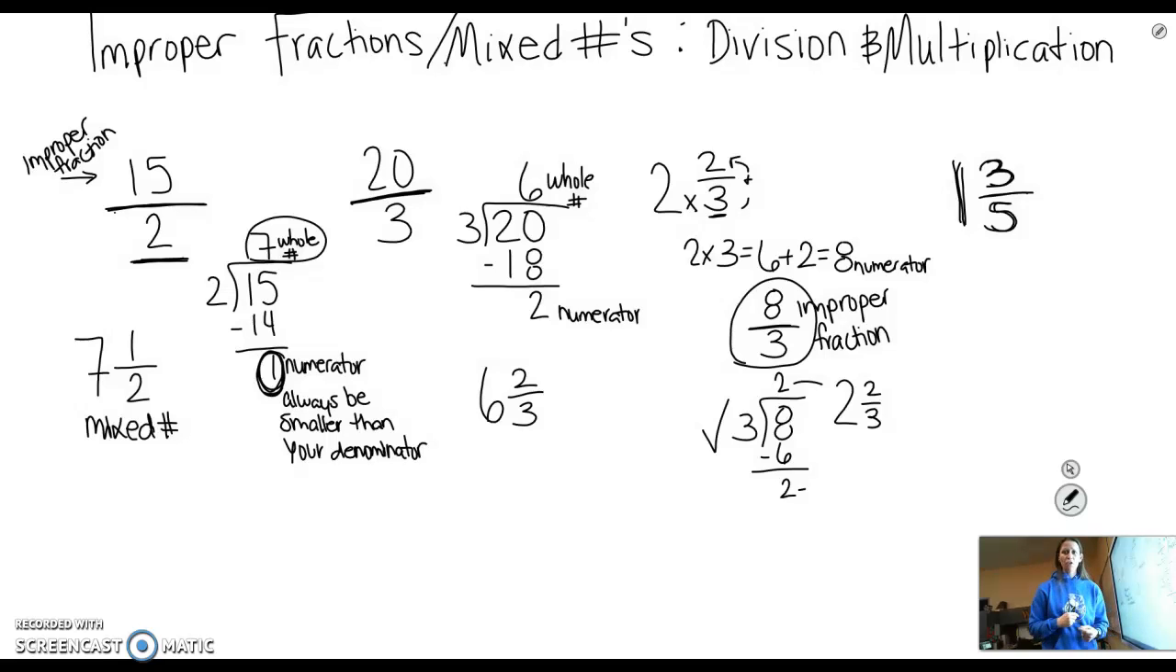All right, let's see how you did. So, first step, right? We're going to multiply our whole number times our denominator, which would be 1 times 5 equals 5. Check that step. Is that how you did it? And then we're going to add our numerator. So then we have 5 plus 3 is 8.